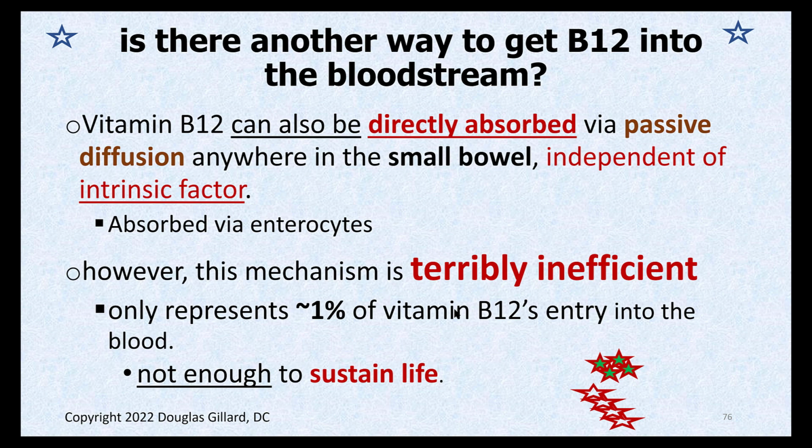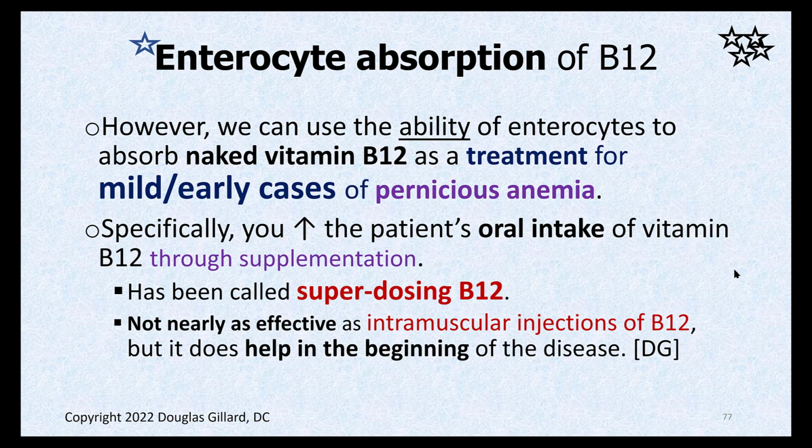Is there another way to get vitamin B12 in the bloodstream? Well, there's one terribly inefficient way. If you megadose vitamin B12, you can get maybe 1% of that megadose into the bloodstream. It's not enough to sustain life in someone who's not getting vitamin B12, but it can certainly keep them going for a while. In someone who is vitamin B12 deficient, megadosing will keep them going, but as the condition worsens, they're ultimately going to need B12 injections.